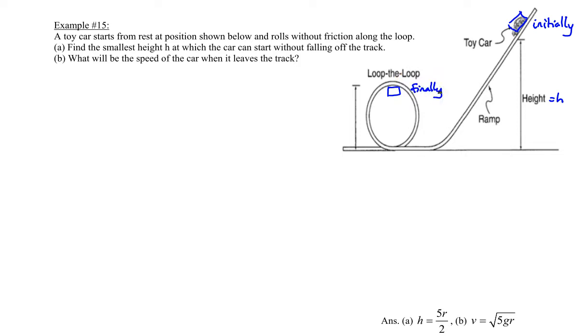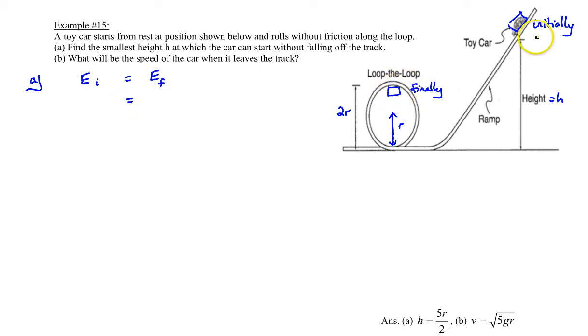Now the distance that it starts off with is h, and when it's at the top of the loop-de-loop here, it is at a distance of 2r. r represents the radius of the loop. So let's start off with energy, because that's what we're working on. So we'll assume that the energy that it started off with initially is equal to the energy that it has at that position here, finally.